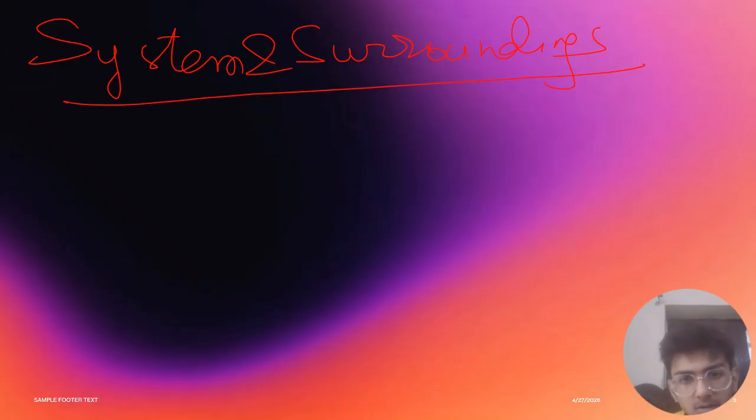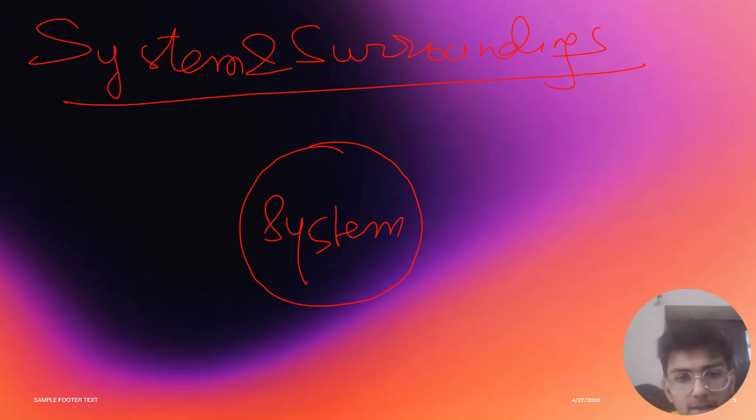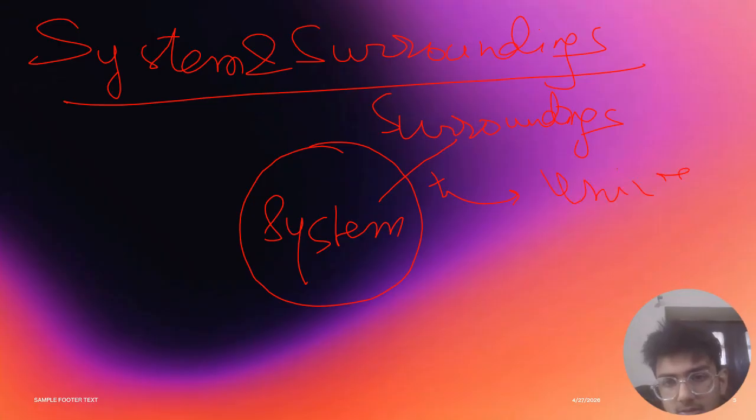What is system? What is surrounding? We will discuss. See, system is the region where we are just doing the experiment. It might be open, it might be closed, but it is the region where experiments are going on. And the outside region of the system is called surrounding. And this system plus surrounding combines and forms the universe. This is the concept of system and surrounding.